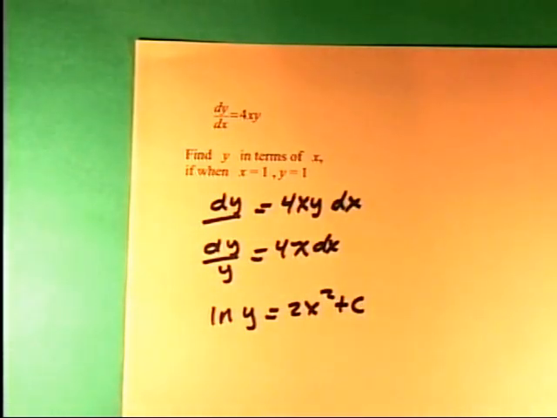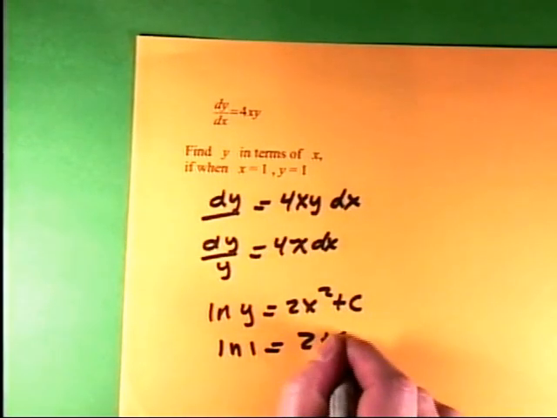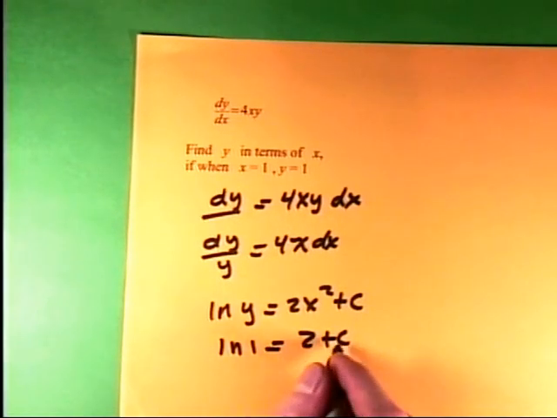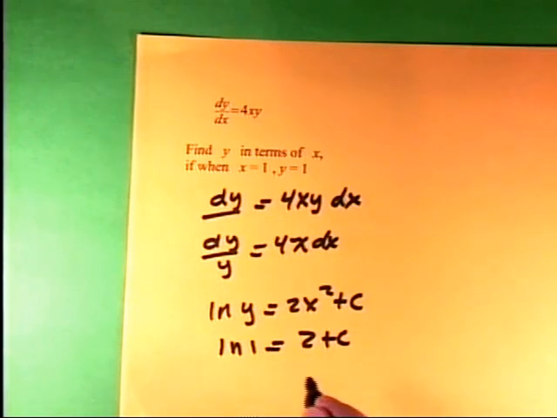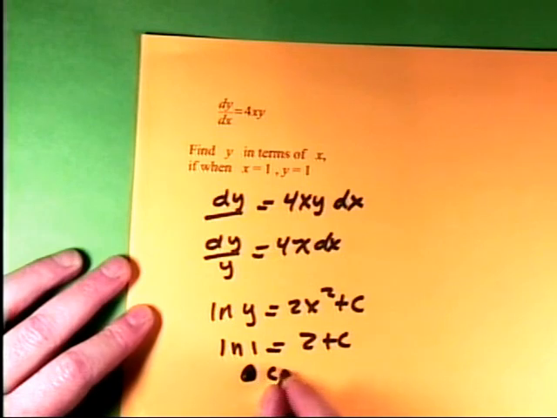Okay, now what do I do? Find y if when x equals 1, y equals 1. What do I do there? So you use 1 comma 1 to find c. So the natural log of 1 is equal to 2 plus c? What's natural log of 1 equal? 0. So what does c equal then? Negative 2. Right, c is equal to negative 2.